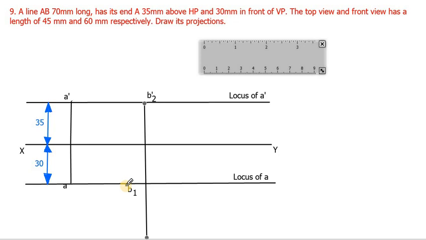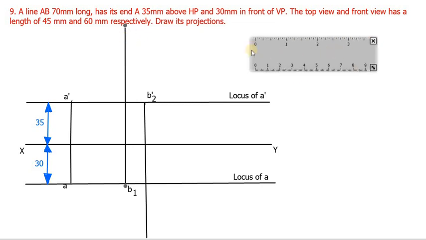Similarly, from B1, draw one vertical line upward to some extent. Let us not conclude the length of these two lines, because we have to mark the point of the true length on this particular line. So that's what we are going to do.